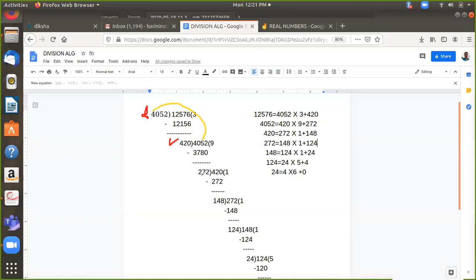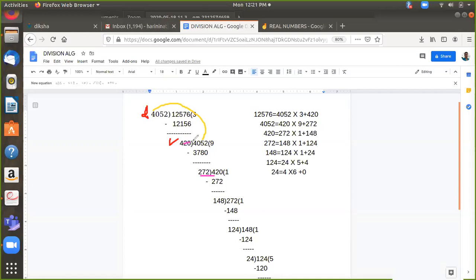Now this is the new remainder, 272. Can you see? Is it 0? It is not 0. So what should I check? Is it less than the divisor? Yes. 420 was the divisor. Now I got remainder 272, so it is less than the divisor. Now what to do next?